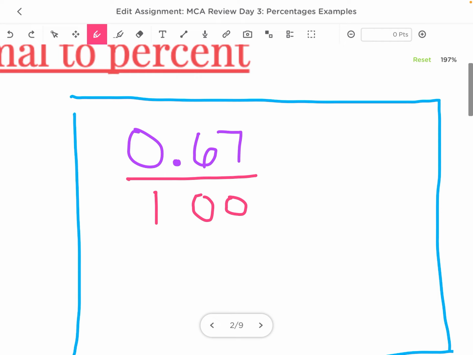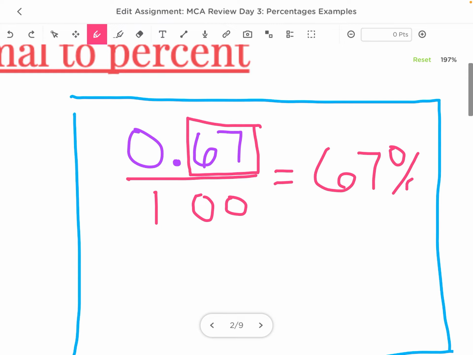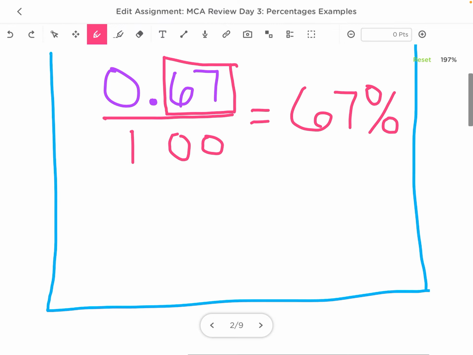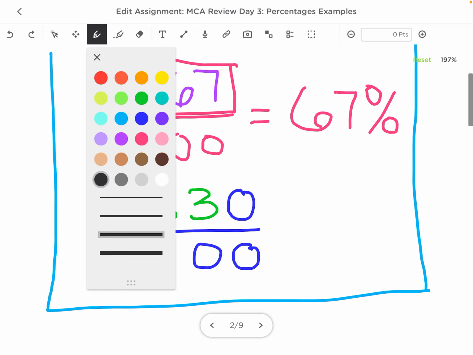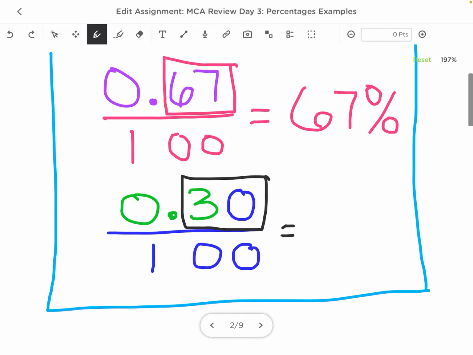So that would mean, now that we have 100 on the bottom, this here is the percent, 67%. Here's why this matters. If you had a problem that looked like this, 0.3, and you wrote 100 on the bottom, right? You can see that I run out of digits, so I'd have to add a 0 for 100, and I'd have to add a 0 behind the 3, which means this percent is 30%.